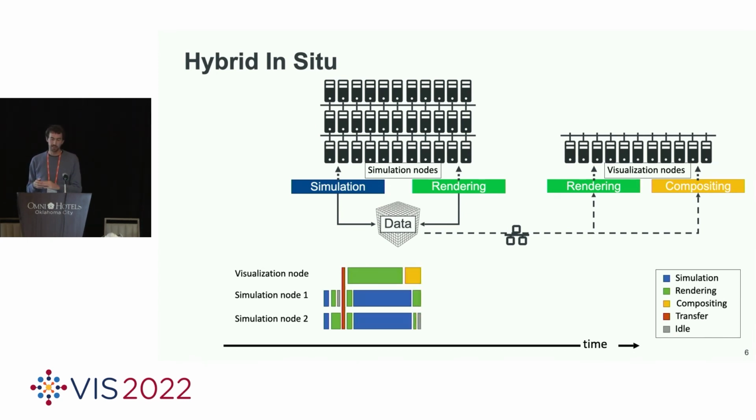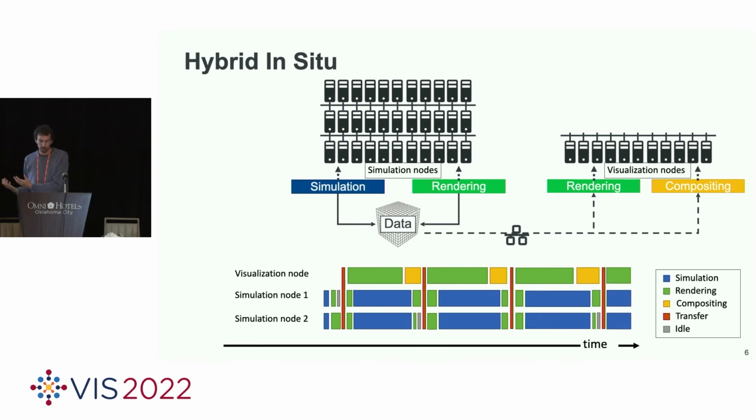Conceptually speaking, this means that we have dedicated visualization nodes, such as in-transit approaches, and simulation nodes can also take over rendering tasks, such as in inline approaches. The main challenge for hybrid in situ is the optimal distribution of tasks. In our work, we take the following basic approach.